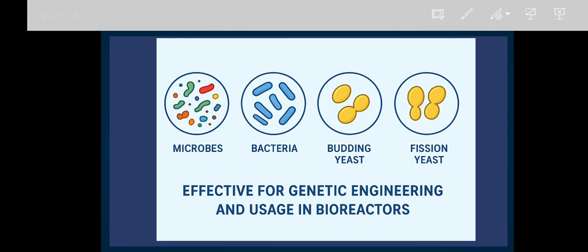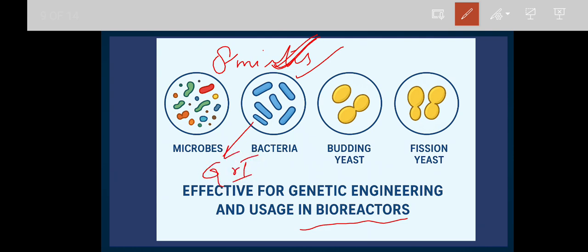Okay, effective microbes for genetic engineering. There are some microbes that are considered very effective for genetic engineering and use in bioreactors. The first one is bacteria. They are highly recommended and highly used because bacteria take only 8 minutes to divide. So these are considered highly efficient for higher yields, higher production of your gene of interest.